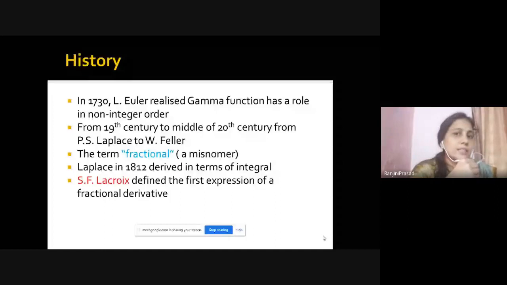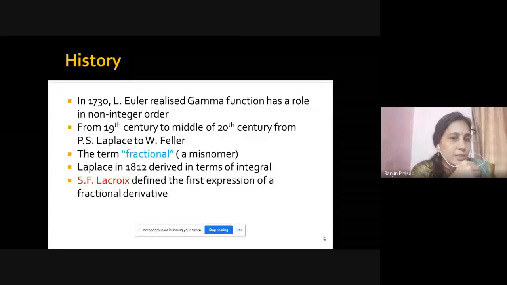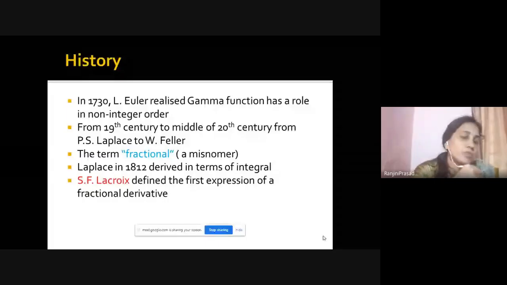So when you go through the history, in 1730, Euler realized that the gamma function has a role in non-integer order. He realized that. So there is a role of the gamma function in non-integer order. So he started moving to find the fractional derivative using the gamma function. But from the 19th century to the middle of the 20th century, P.S. Laplace to Feller, we have seen in the timeline, they have contributed many papers to this area. After that only, the term fractional was mentioned. The name is a misnomer. The name fractional was developed only after the 19th century. Okay. So in 1812, Laplace derived it in terms of an integral. He derived the fractional integral. Then S.F.